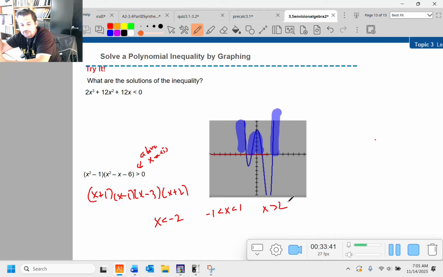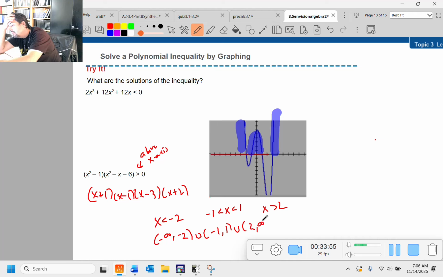Those are the three solutions to this system. And I'm saying three solutions when reality is it's an infinite number of answers. If you like interval notation, this is negative infinity to negative 2, union with negative 1 to 1, union with 2 to infinity. And you should like interval notation. You should. You don't, but you should.